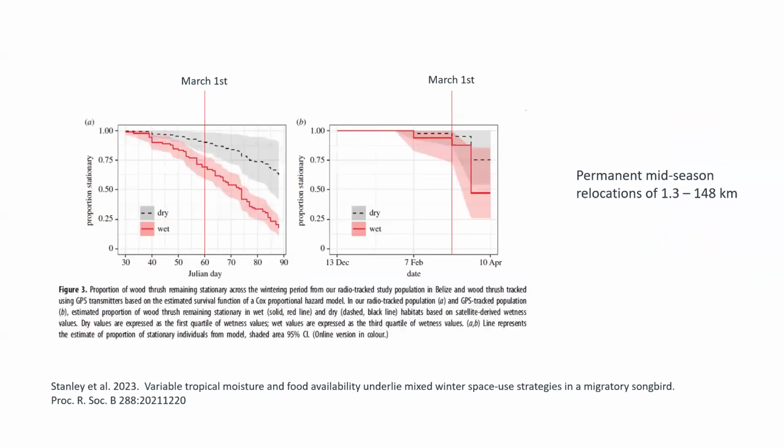And then using radio telemetry and GPS tags, Callie Stanley et al. found the proportion of stationary wood thrushes decreases over time. I added these vertical lines in the figure denoting March 1st myself. And they also documented permanent mid-season relocations of wood thrush up to 148 kilometers with links to moisture and body condition. It's a really cool paper.